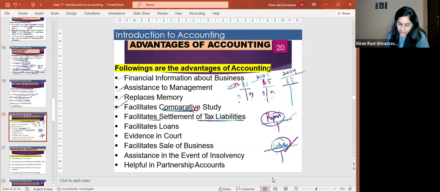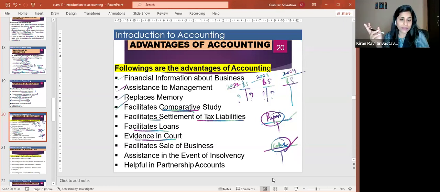Then it facilitates loans. How does it facilitate loans? Because if you're a businessman, an entrepreneur, and tomorrow you have to go to a bank for raising money for your organization, then the bank is not simply going to give you a loan. The bank is going to study the financial position of the company. And how will the bank study the financial position of the company, whether to give a loan or not? It will study the financial position of a company through the balance sheet or the books of account. So accounting helps to maintain the books of account. Then evidence in court.